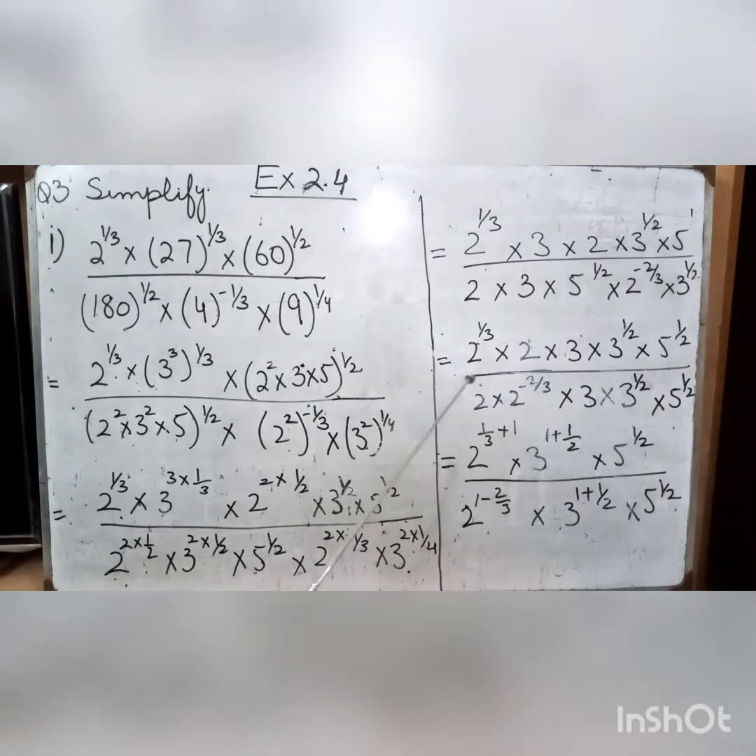According to the laws of exponents, we have 2 raised to power 1/3 plus 1, 3 raised to power 1 plus 1/2, 5 raised to power 1/2. Because the bases are the same and it is multiplication, their powers are to be added. Then 2 raised to power 1 minus 1/3... 2 over 3 multiplied by 3 raised to power 1 plus 1/2 multiplied by 5 raised to power 1/2.